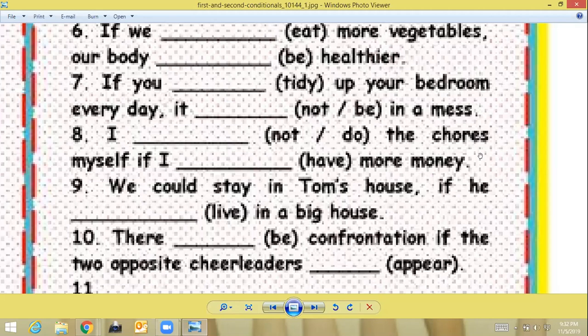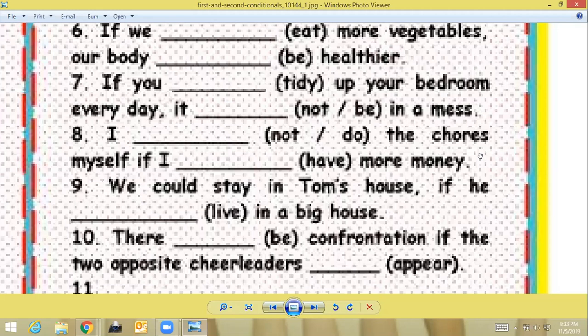Wash the dishes. Mop the floor. How do you say barrer in English? Sweep. Yes, sweep. Sacudir. Dust. Okay, so in number 8, you say, I wouldn't do the chores myself if I had more money. So the message in number 8 is that this person is doing chores and this person doesn't have enough money.